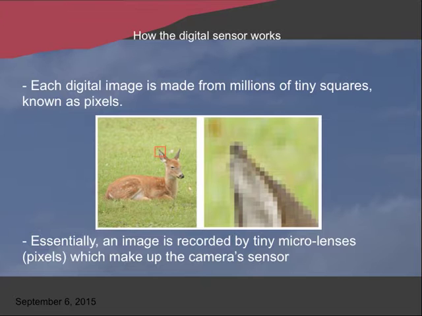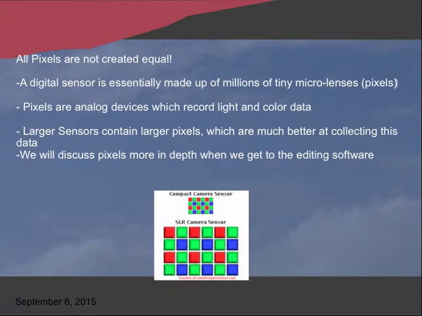As you can see in the photo of the deer, I've gone in, there's a box around his ear, and on the left, you'll see the box. And on the right, I've gone in and zoomed in so you see the actual individual pixels of the deer's ear, the individual pixels that make up the image. Essentially, an image is recorded by tiny micro lenses, known as pixels, which make up the camera's sensor.